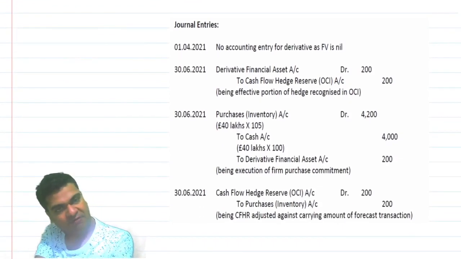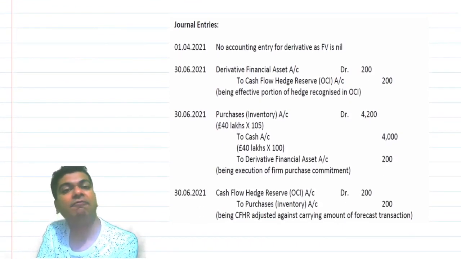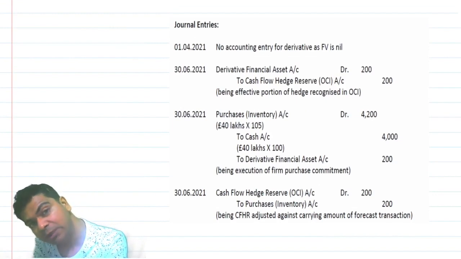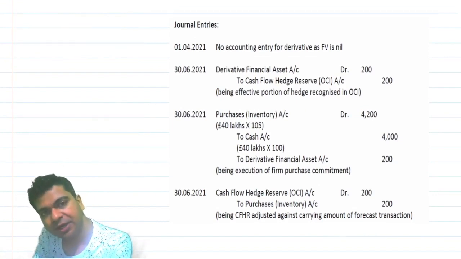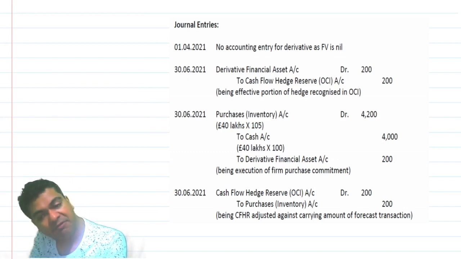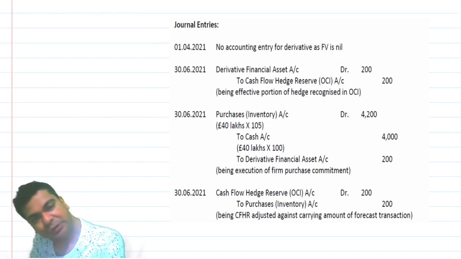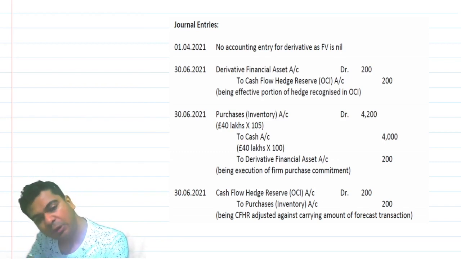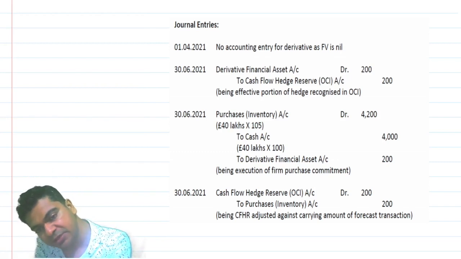Yes, on 1st April 2021, you only have a firm commitment. You have not actually purchased. So I cannot record any accounting entry for the purchases. Similarly, you are entering into a forward contract, but the fair value of the forward contract is nil. So for that also, I cannot record any accounting entries. So no accounting entries are recorded.